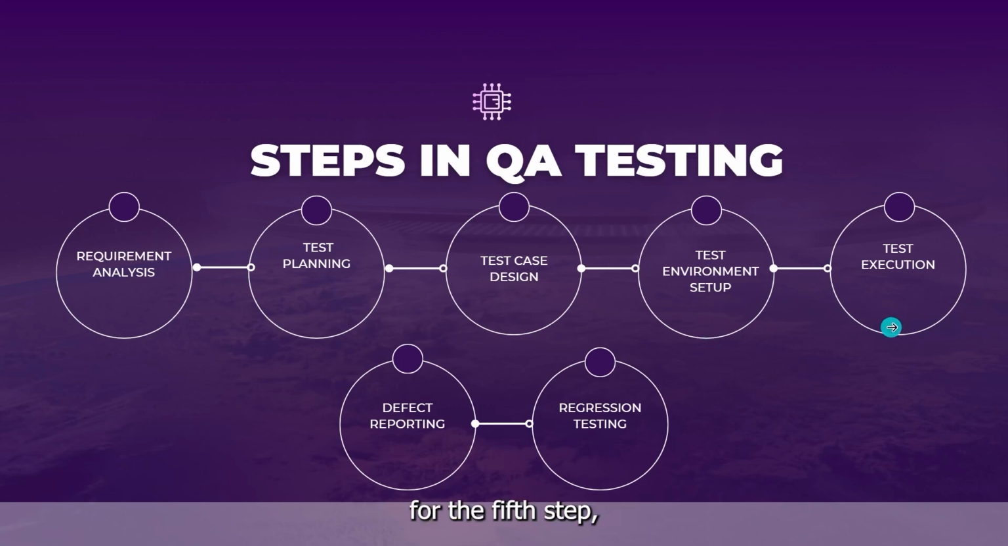For the fifth step, which is the test execution, this is where we run the tests manually or through automation. This is where we also log and identify defects in the testing results. For defect reporting, this is where we record any defects found, assign priorities, and send them to the development team.